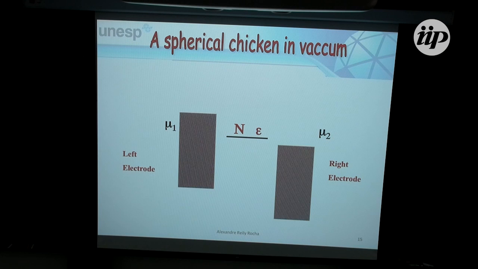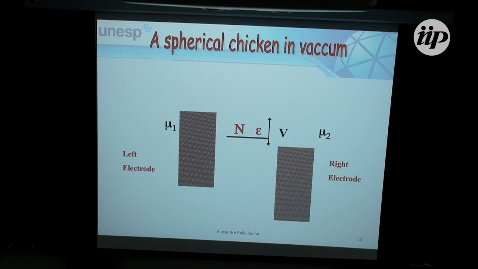Now I'll apply a bias. When I apply a bias, I'll drive my system out of equilibrium. By driving my system out of equilibrium, I'm taking my chemical potential on the left and driving it up, and taking my chemical potential on the right and driving it down. So if I apply a bias of V over 2, I'm grounding the central molecule, and I'm driving the chemical potential on the right down by V over 2 and the chemical potential on the left up by V over 2.